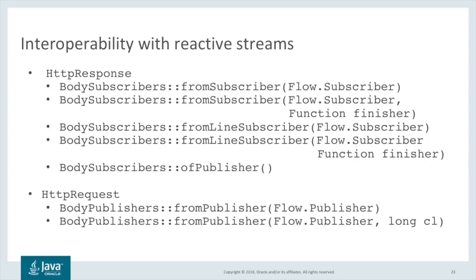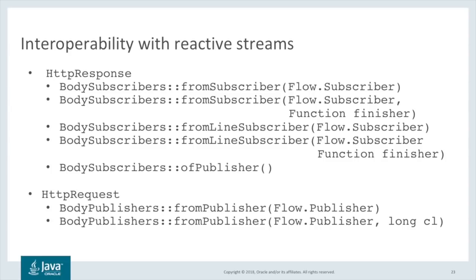The one we just saw being used in the demo, fromSubscriber, has two variants. The first just accepts a flow subscriber and returns a body subscriber of void. In this case, the response body is not being made available through the HTTP response, but instead through some other mechanism, like an entry in a database. The second variant supports a finisher function that will be applied after the subscriber has completed, and we've seen an example of this in the demo.